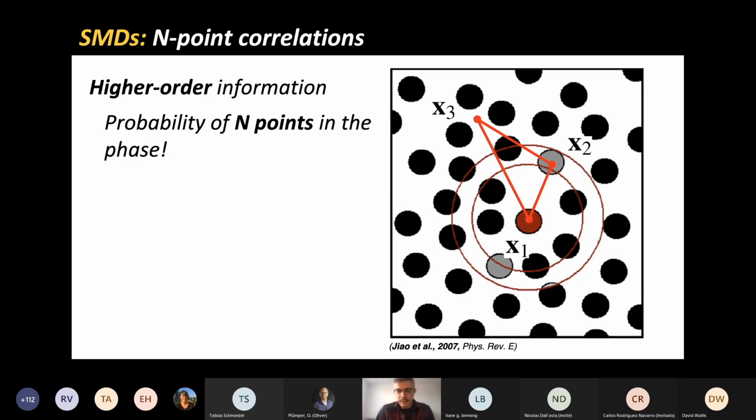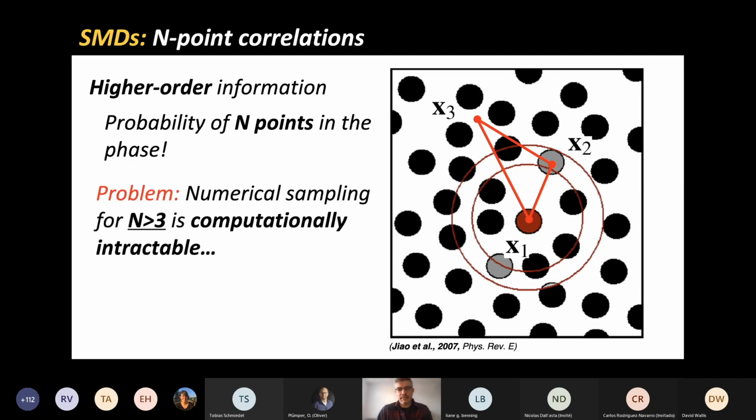Well, there's a problem. And the problem is that to numerically evaluate these functions, anything greater than 3 is computationally intractable. There are very important mathematical reasons as to why this is. And it's got to do with the fact that this problem is combinatorial in nature. So there are no shortcuts to this problem if what you want is the true information of an n-point correlation function. But we can cut corners.